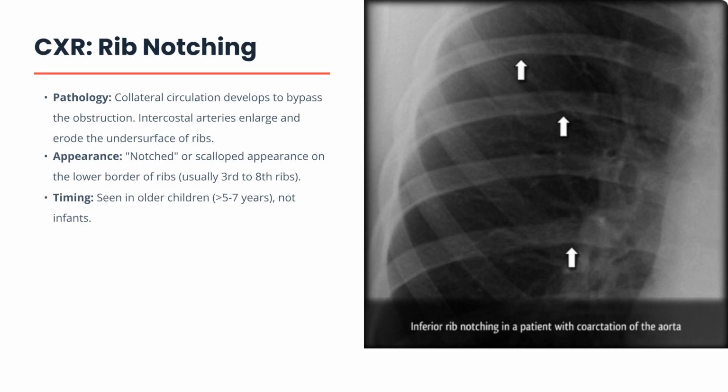A chest X-ray can reveal rib notching, a classic sign in older children. This is caused by enlarged intercostal arteries, which form collateral circulation to bypass the aortic obstruction, eroding the undersurface of the ribs, usually from the 3rd to the 8th.